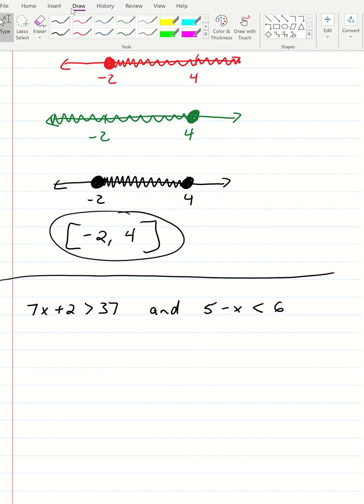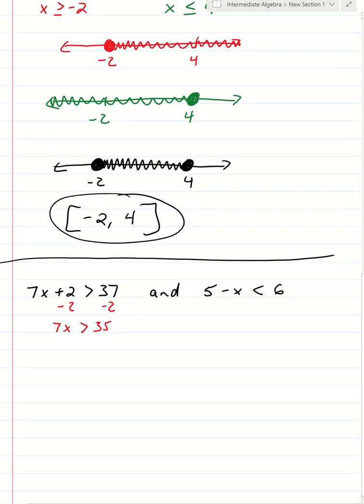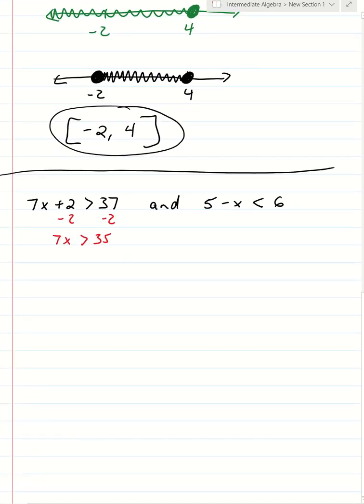Once again, I'm going to use two different colors. Once again, I'll start off with red. Here for my first inequality, I'm going to start by subtracting 2 on both sides, giving me 7x is greater than 35. Dividing both sides by the 7, we get x is greater than 5. So that is the solution to the first inequality.